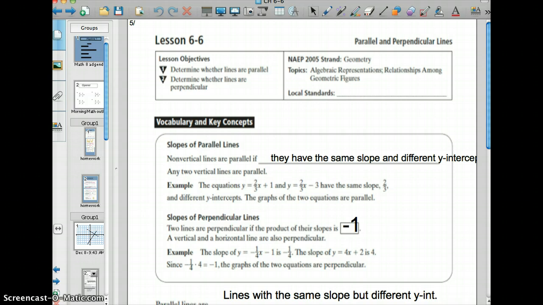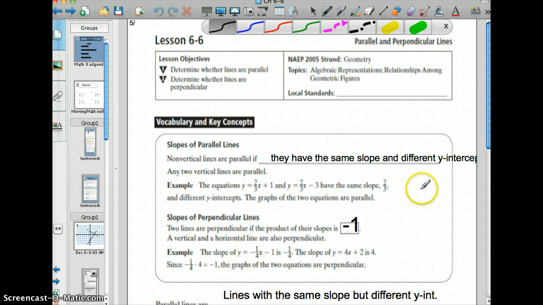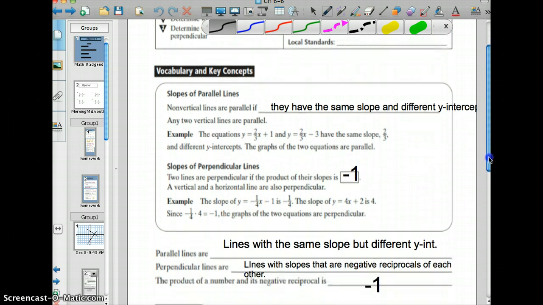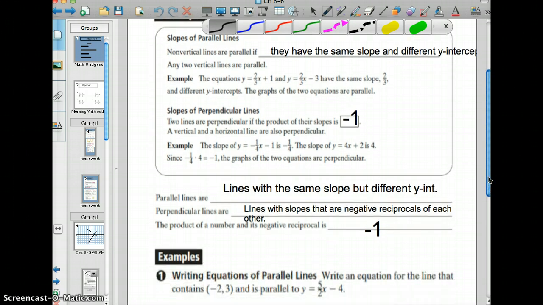This is why it's so important to understand fractions and how to multiply fractions and whole numbers, because here we have two equations. We have an equation with a slope of -1/4 and our second equation has a slope of 4. So if we multiply -1/4 times 4, we get a product of -1, which means those lines are perpendicular. Here we've got some definitions. Parallel lines are lines with the same slope but different y-intercepts. Perpendicular lines are lines with slopes that are negative reciprocals of one another. And the product of a number and its negative reciprocal is -1.